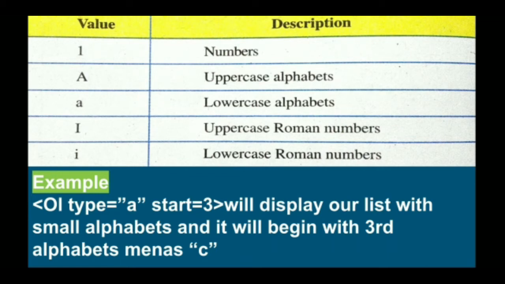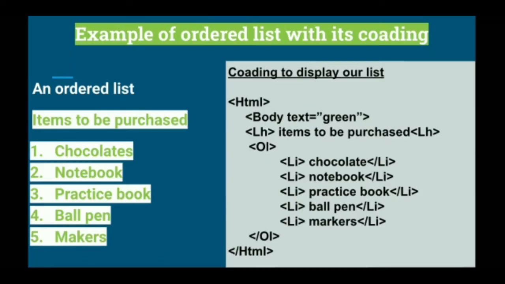So the third alphabet is a C. So this is the example of type and start attribute. Now let's discuss the OL tag with an example. Here the same list example I have taken, but here you can see the list is written with numbers.